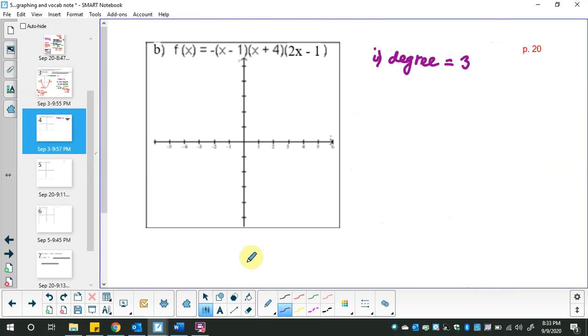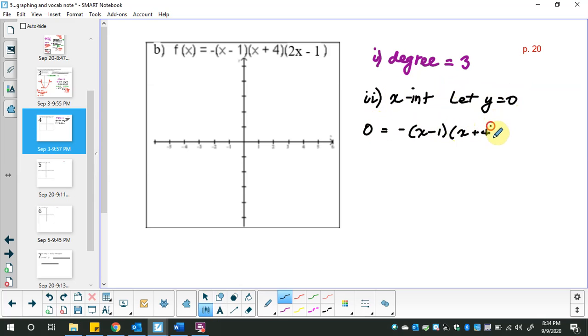Next thing we have to do is find the x-intercepts. So we let y equal 0. That means 0 equals negative bracket x minus 1, x plus 4, 2x minus 1. This negative is not attached to an x in any way. It's just a negative 1. Negative 1 does not equal 0 ever, so I can basically ignore that information.